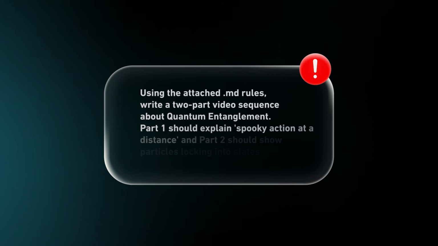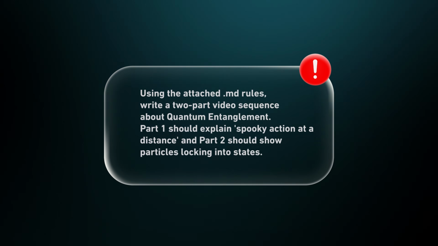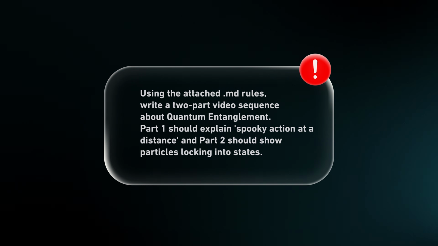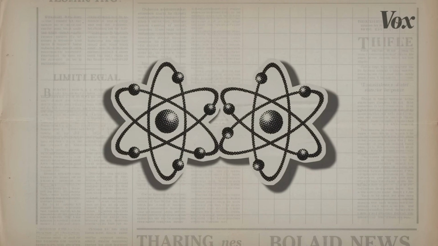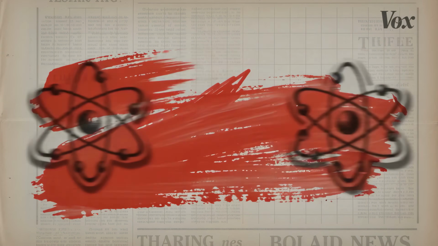So for this example, I'll just tell the LLM, using the attached rules, write a 2-part video sequence about quantum entanglement. Part 1 explains spooky action at a distance, and Part 2 shows the particles locking.